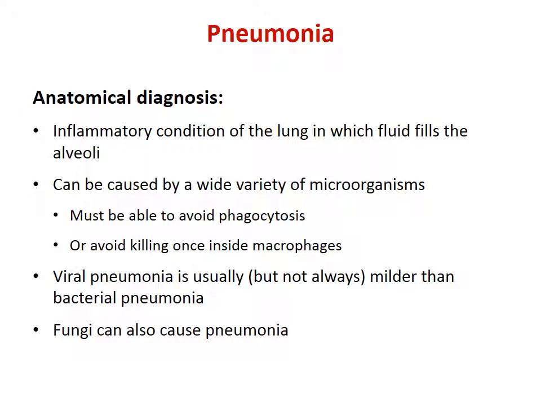So let's move on to pneumonia. Pneumonia is going to be again an anatomical diagnosis because we're looking for the inflammation in which again the alveoli fill with fluids. There can be several different causes of this, including again bacteria, viruses, or even potentially fungi. I want to point out that overall viral pneumonia tends to be much milder, but bacterial tends to be the worst.